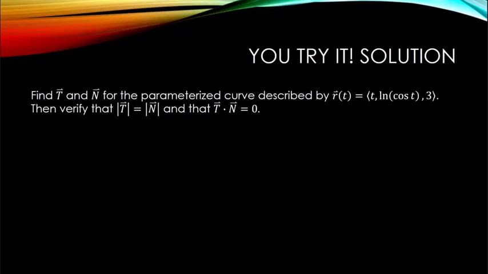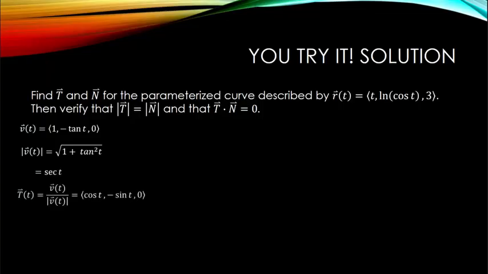I first have to find my unit tangent vector and my principal unit normal vector for the curve described by the vector r of t is equal to the components t, natural log of cosine t, and 3. My velocity, v of t, is given by the components 1, negative tangent t, and 0. The magnitude of the velocity is given by the square root of 1 plus tangent squared t. This reduces to the secant of t.